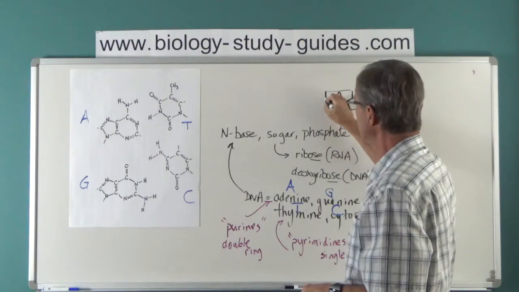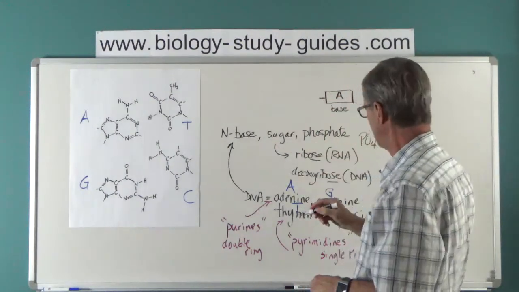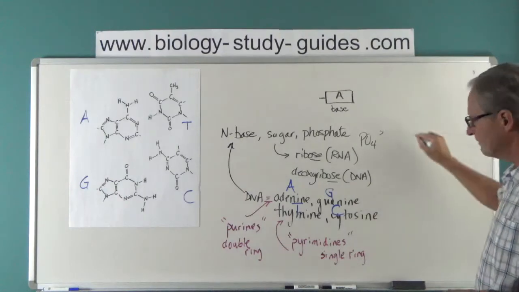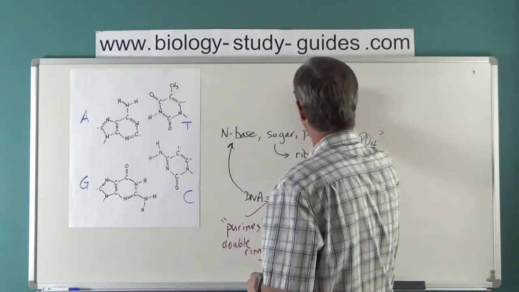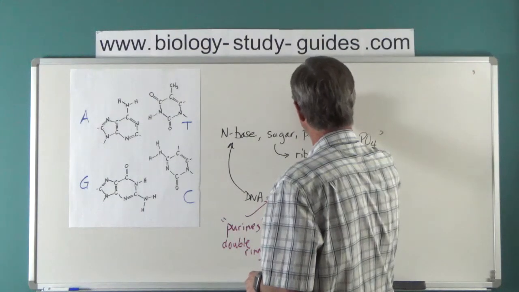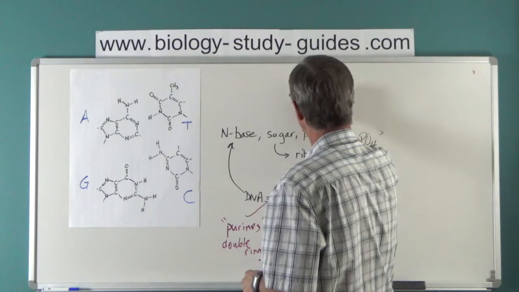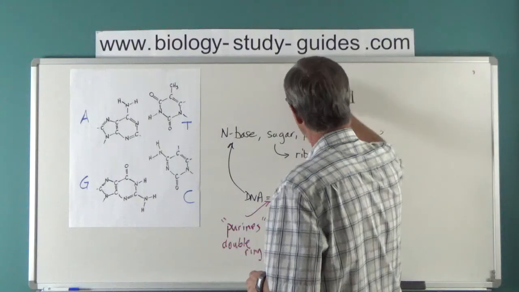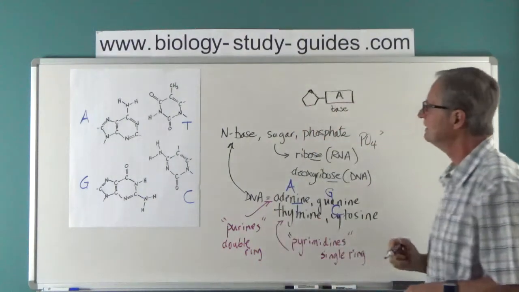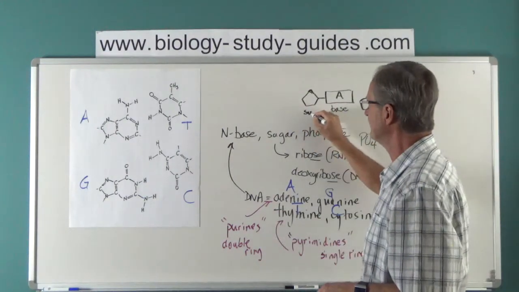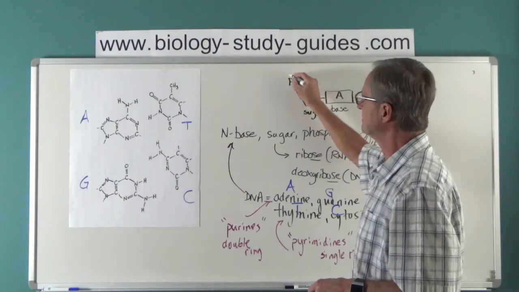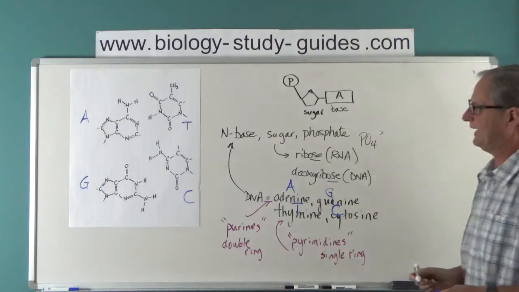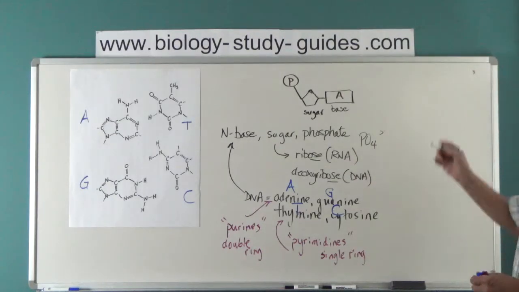Then there's a sugar. The sugars are 5-sided structures. So I'm just going to draw a 5-sided structure like this. It's not very accurate, but put no oxygen in there. You get the idea. So there's our sugar. And then a phosphate, and I'll just put the phosphate in a circle like that. That's what one nucleotide looks like.